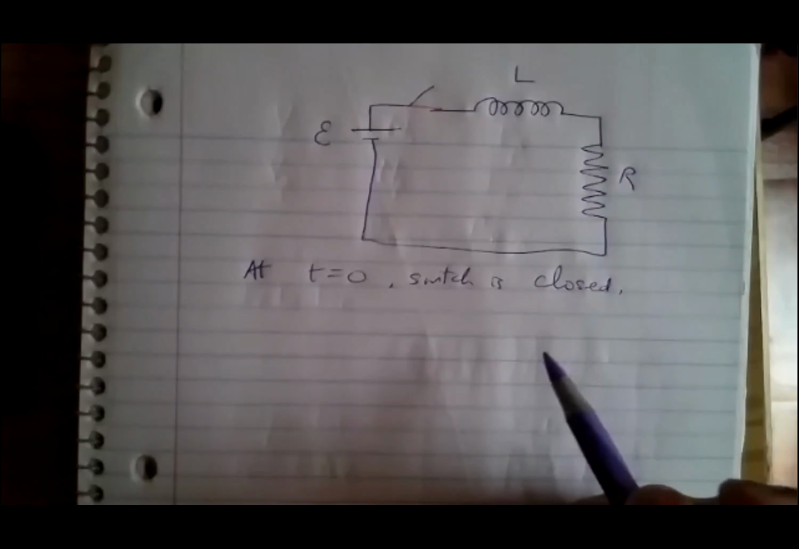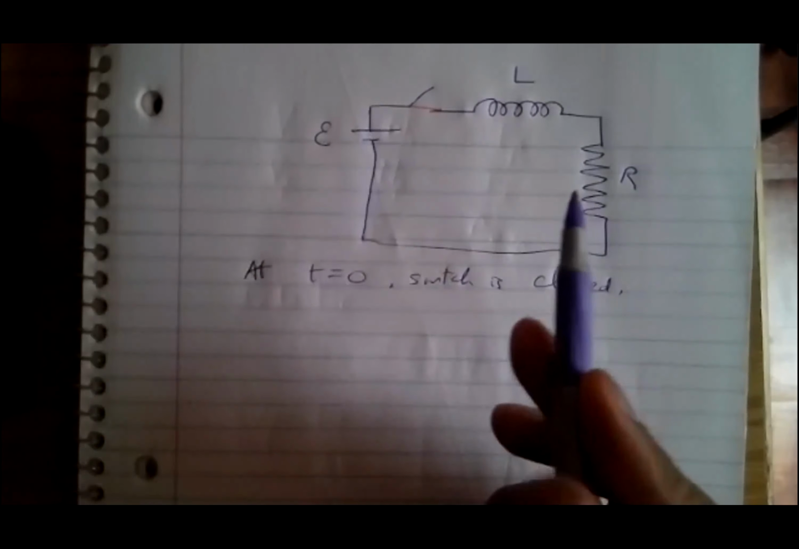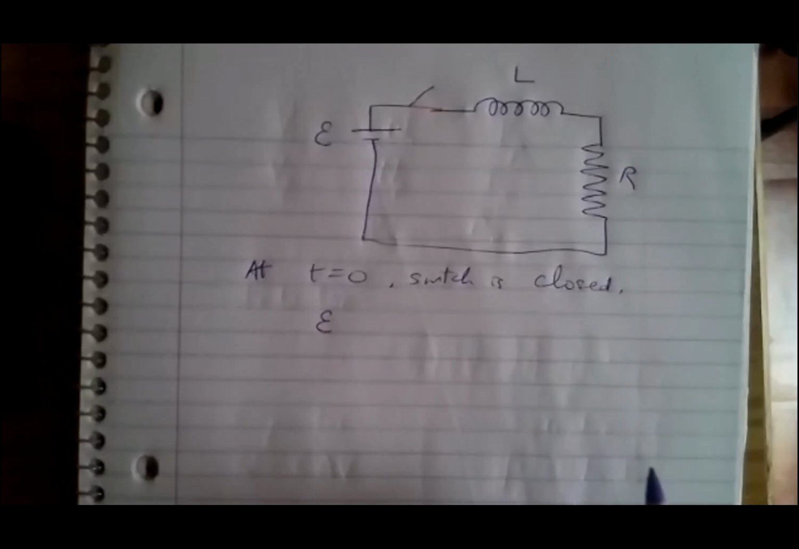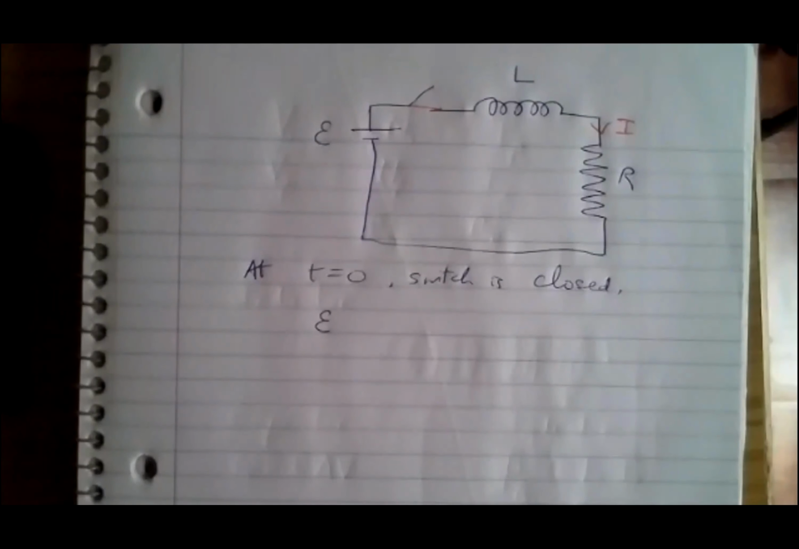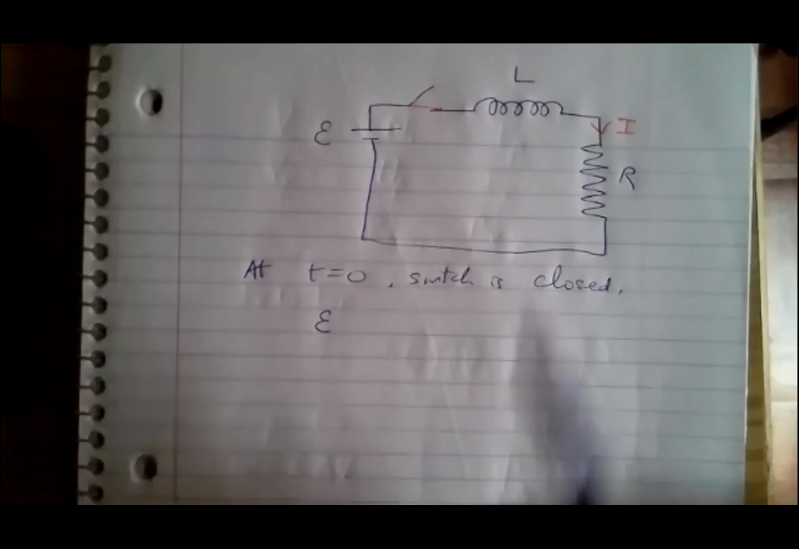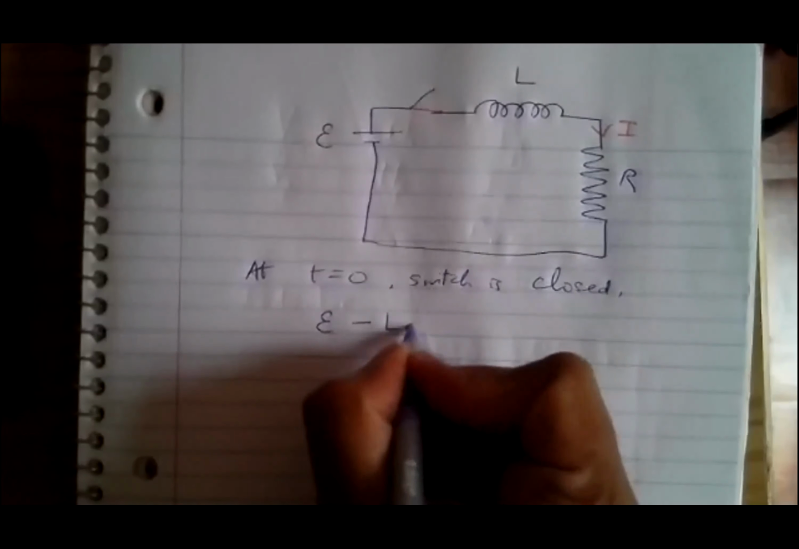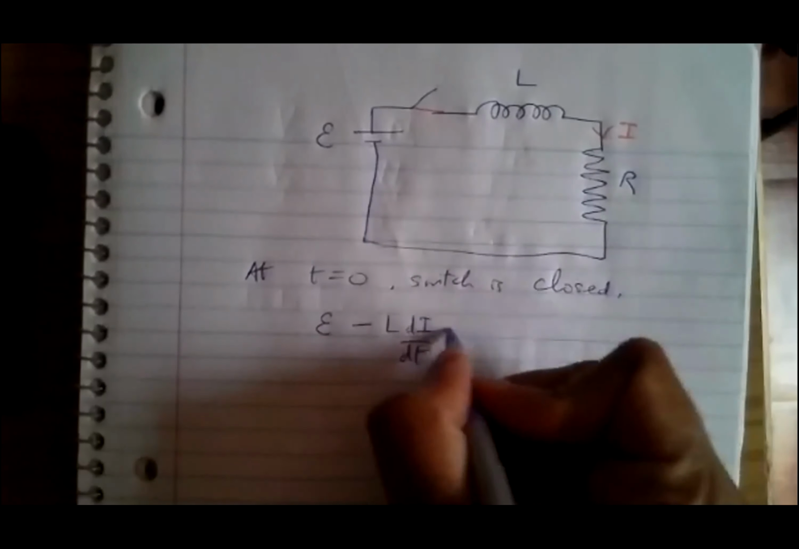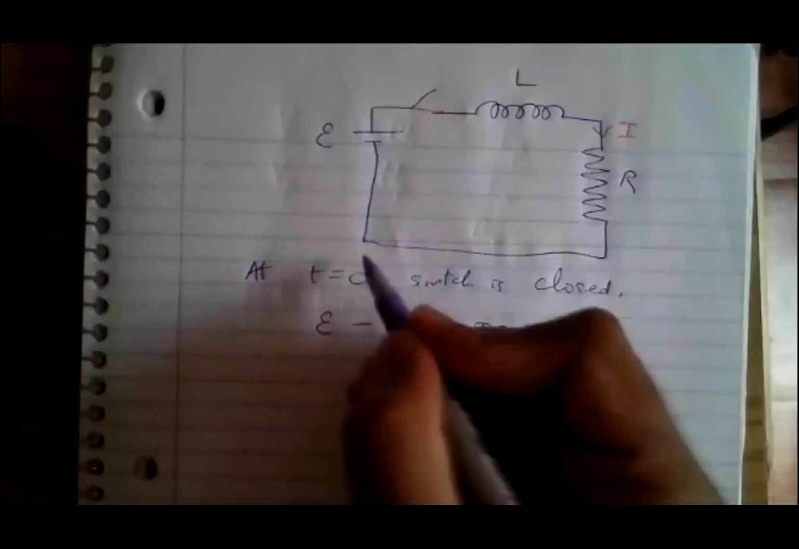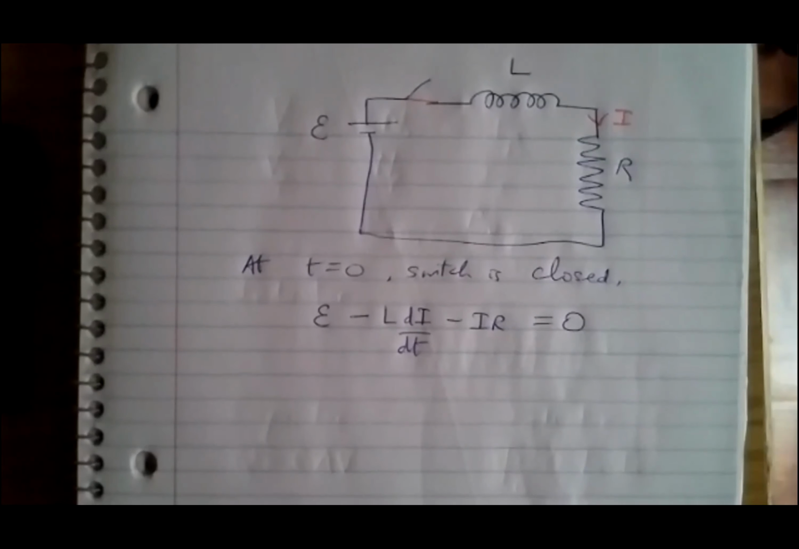Once it's closed, let's do the loop rule. So I'll start over here. I cross the battery, going from negative to positive, so I gain E. I cross the inductor, and I'm heading with the current. Once the switch is closed, we'll have a current I flowing around clockwise. So I'm going with the current, so I'll have minus L di over dt. Then I go with the current across the resistor, so I have minus IR, and I've reached back to the starting point, so this is equal to 0.